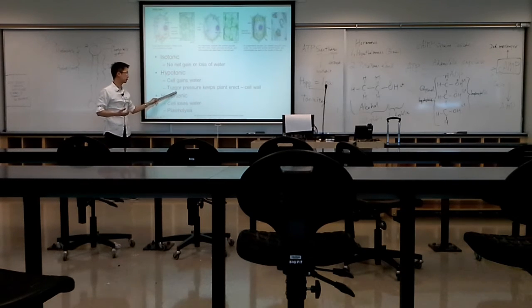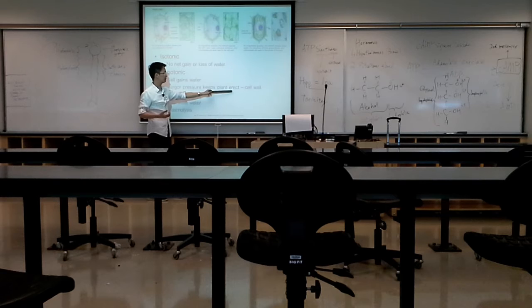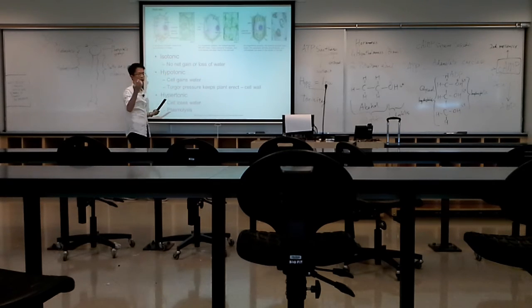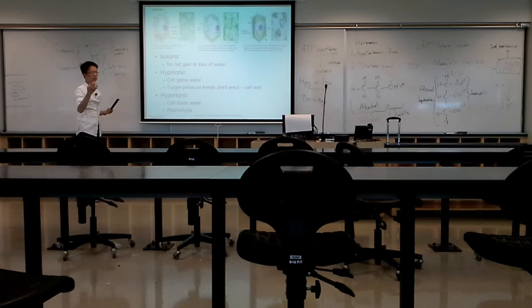We call it the turgor pressure. Turgor pressure is the major reason that keeps the plant erect, because all the water, all the pressure here is pushing against the cell wall. And when you push against the cell wall, it gives enough force to help the plant to maintain straight.